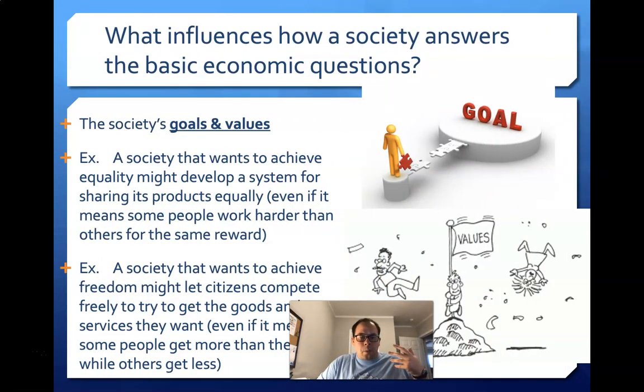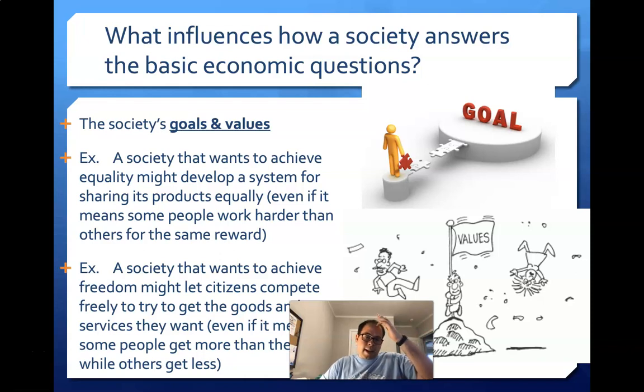So when we're looking at how a society answers those 3 basic economic questions, it really comes down to their goals and values. A society that wants to achieve equality might develop a system for sharing its products equally. Now remember, that sounds good if we're sharing products equally, but if the government is deciding whom is getting certain products, you're losing the freedom there that you can usually take for yourself.